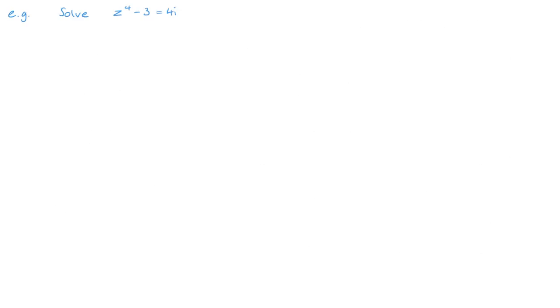So here we've got a question: z to the power 4 minus 3 equals 4i. So change that into z to the power 4 first on its own, and that's 3 plus 4i.